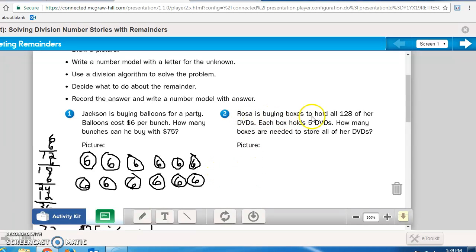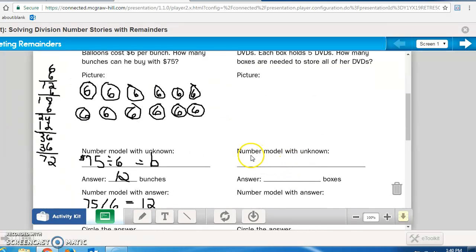Rosa is buying boxes to hold all 128 of her DVDs. Notice it says all. Each box holds 5 DVDs. How many boxes are needed to store all of her DVDs? So you're going to need to draw the boxes, and there's 5 in a box, and put the number 5 in them. When you complete that, you're doing a number model with an unknown.